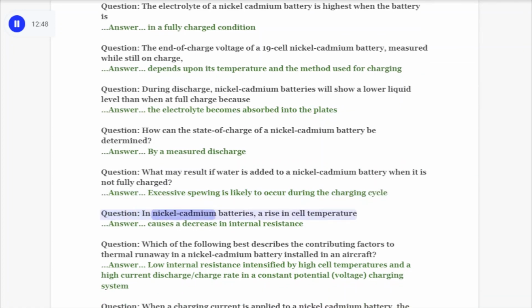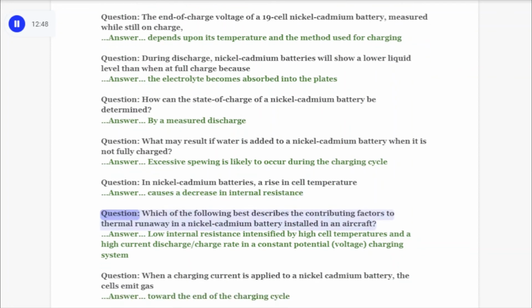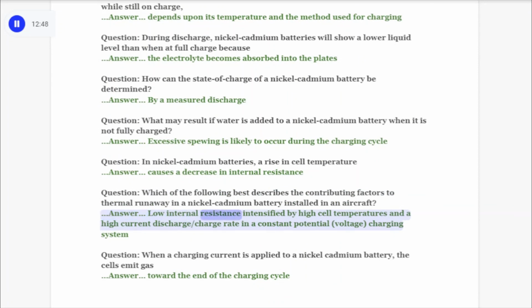Question. In nickel-cadmium batteries, a rise in cell temperature... Answer. Causes a decrease in internal resistance. Question. Which of the following best describes the contributing factors to thermal runaway in a nickel-cadmium battery installed in an aircraft? Answer. Low internal resistance intensified by high cell temperatures and a high current discharge/charge rate and a constant potential, voltage, charging system. Question. When a charging current is applied to a nickel-cadmium battery, the cells emit gas... Answer. Toward the end of the charging cycle.